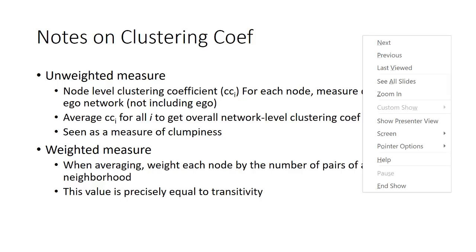Actually, there's a variation on it, which is that when you're averaging, you weight each node by the number of pairs of persons in the network, and that's the one that actually matches our triadic measure of transitivity.